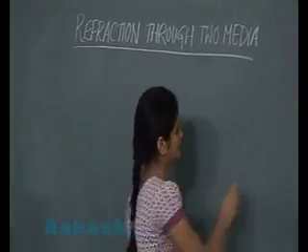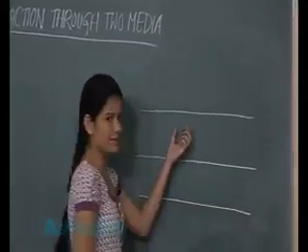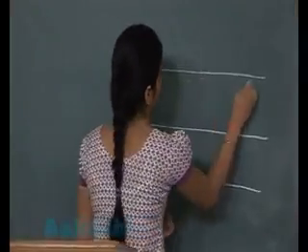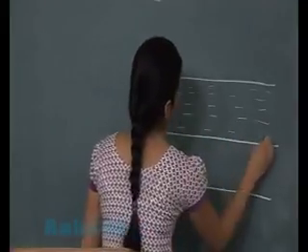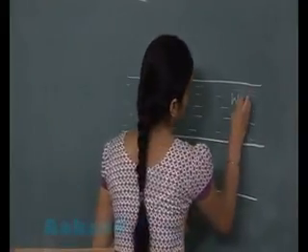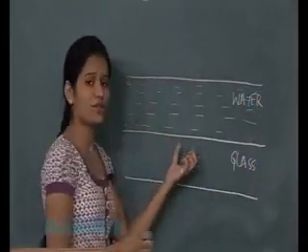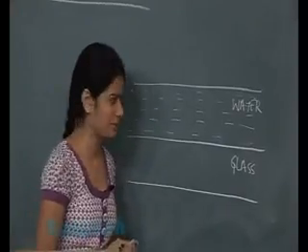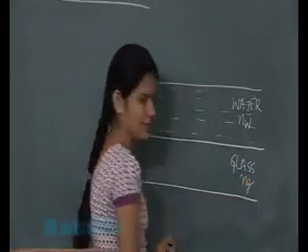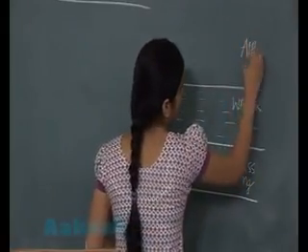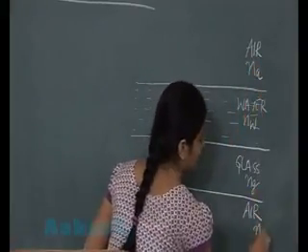Now students, see. This is water and this is glass. These are the two media through which we are going to study refraction. Refractive index of water is Nw. Refractive index of glass is Ng. This is air. This is also air. Refractive index of air is Na.